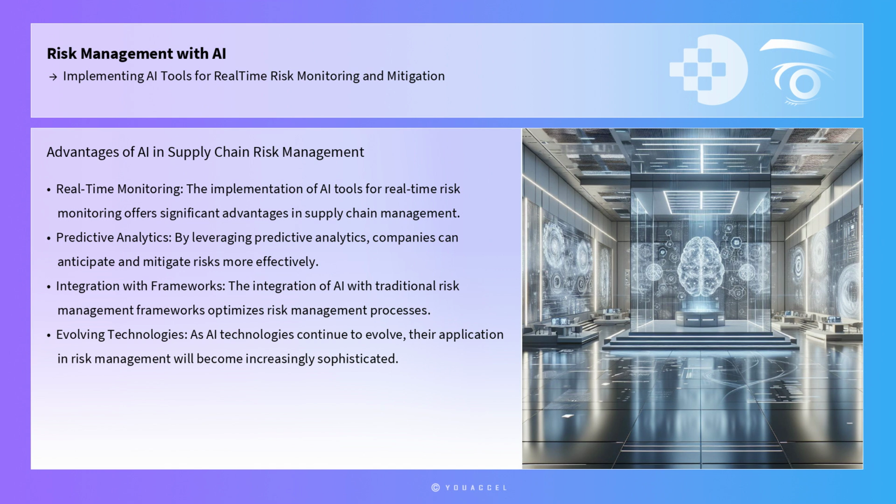In conclusion, the implementation of AI tools for real-time risk monitoring and mitigation in supply chain management offers significant advantages. By leveraging predictive analytics, real-time monitoring, and simulation tools, companies can anticipate and mitigate risks more effectively, enhancing their operational resilience and competitiveness. The integration of AI with traditional risk management frameworks further optimizes risk management processes, enabling a more proactive and dynamic approach. As AI technologies continue to evolve, their application in risk management will become increasingly sophisticated, offering new opportunities for businesses to safeguard their supply chains against potential disruptions.